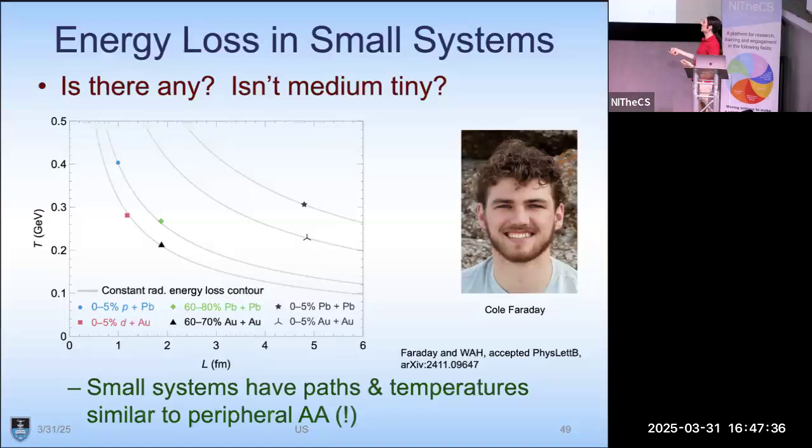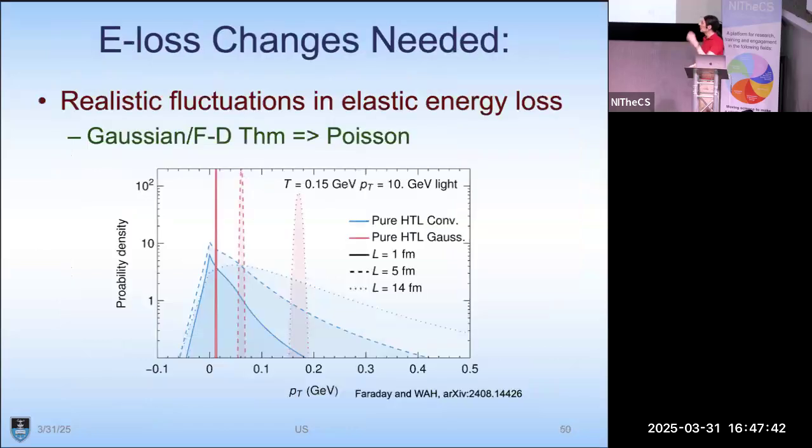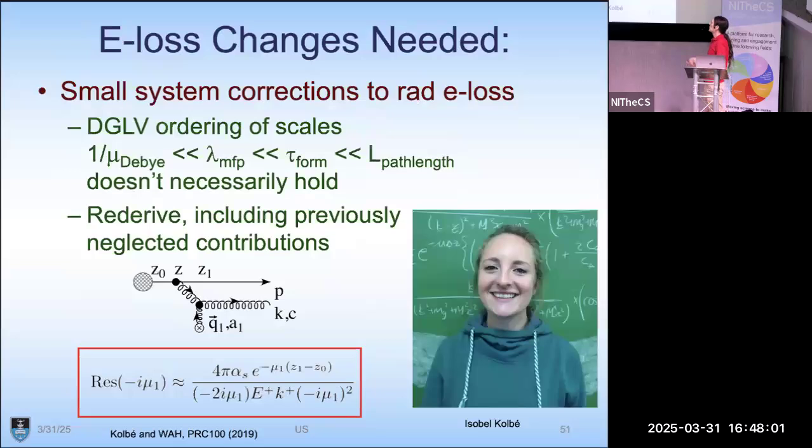And so we think then that we should be able to apply the energy loss calculations from these large systems into these small systems. In order to verify this claim, we need to look at improving the energy loss calculations that we've done. We would need to include more realistic fluctuations in the elastic energy loss because we're no longer able to trust in the fluctuation dissipation theorem. And we also need to improve the calculations from the Feynman diagram side of the energy loss, where there were a number of assumptions made based on that ordering of scales that I talked about previously that need to be relaxed. So we need to rederive the calculation, rederive the energy loss formula.